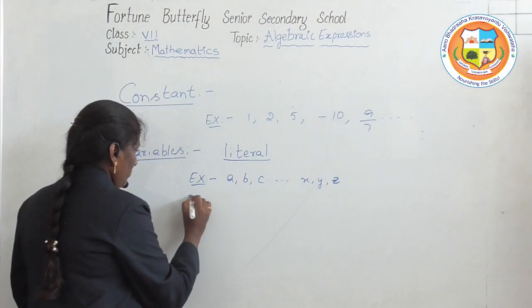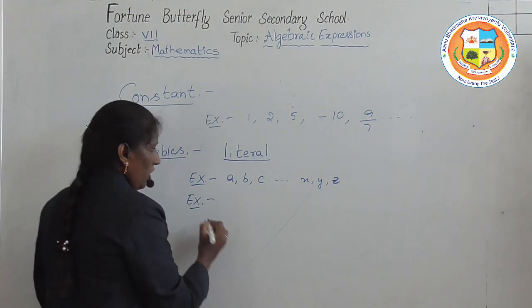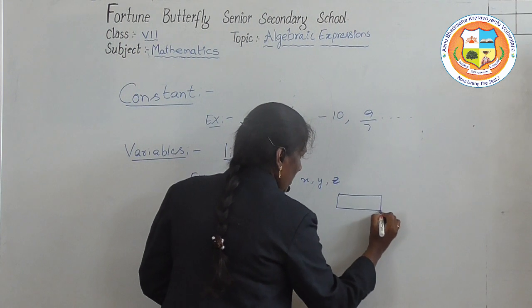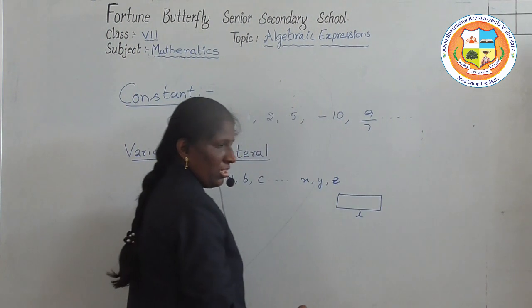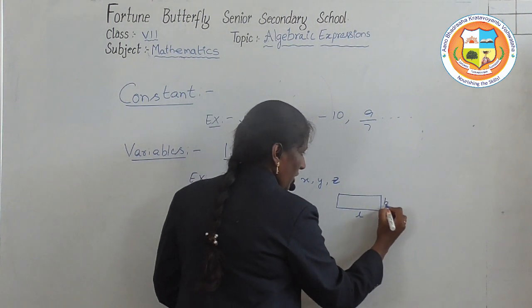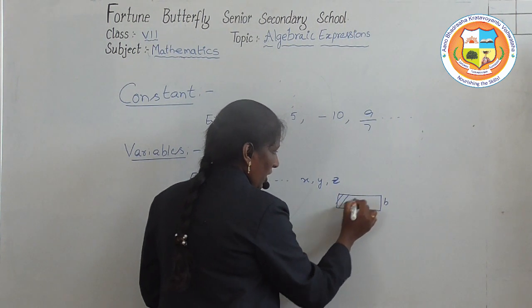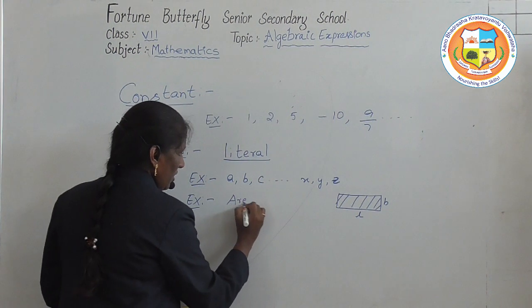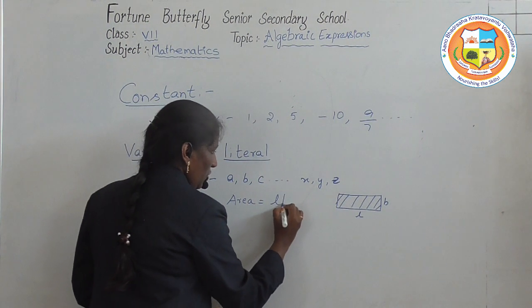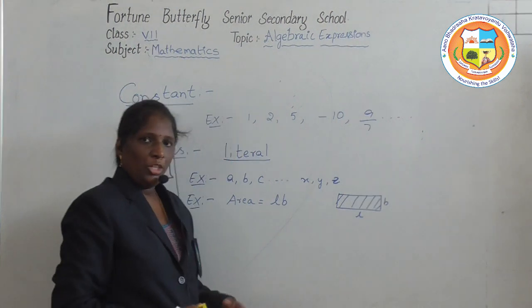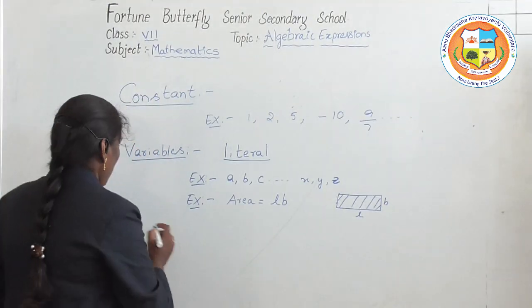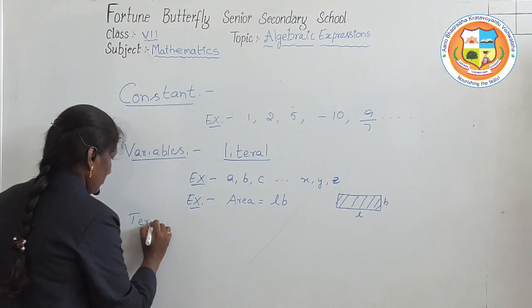One more example. If you take one rectangle, the length of the rectangle is L, the breadth of the rectangle is B, the area of the rectangle is L into B. Here L and B are variables. Okay. Next one is term.